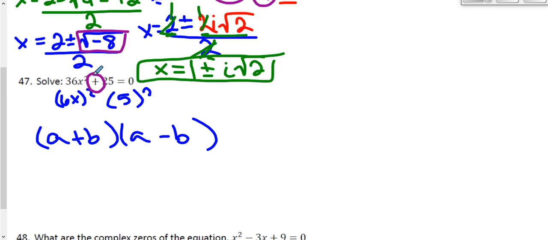I have a plus sign. This is a sum of squares, which means all I have to do is put an i with my b term, and I'm done factoring. So let's go ahead and do that.